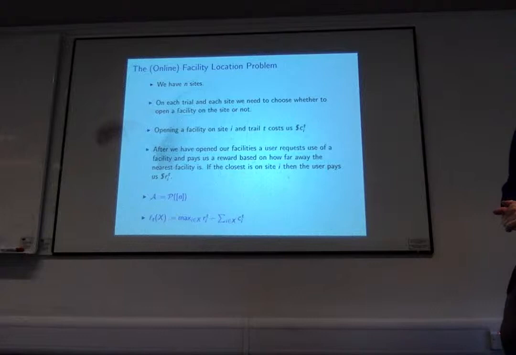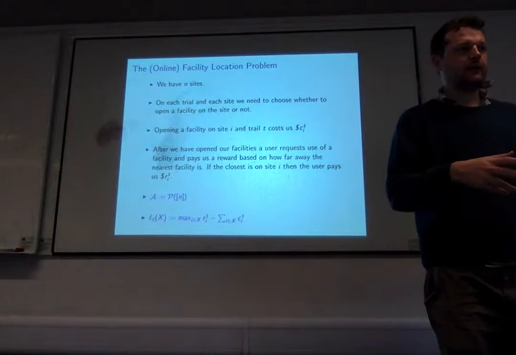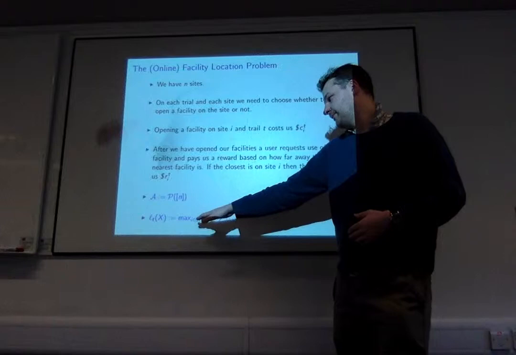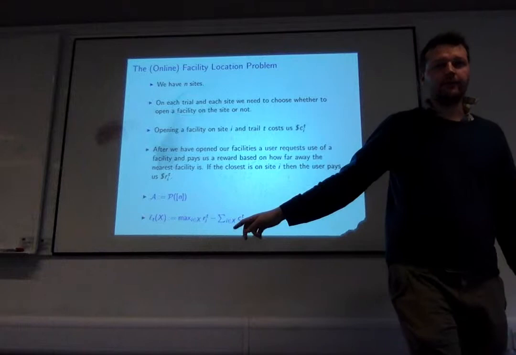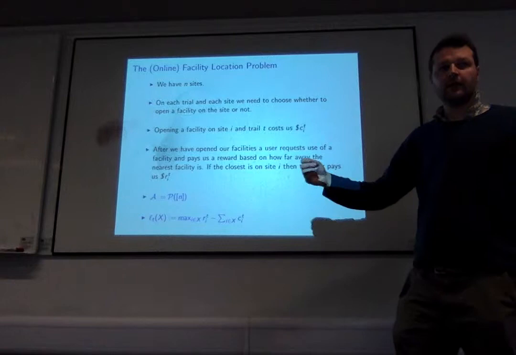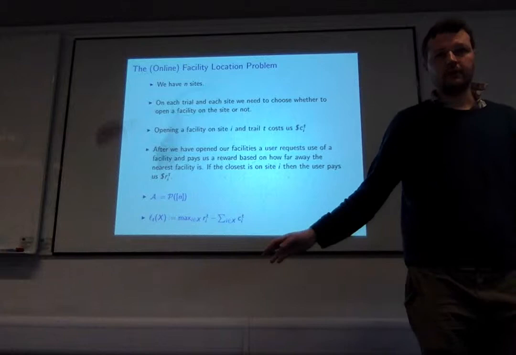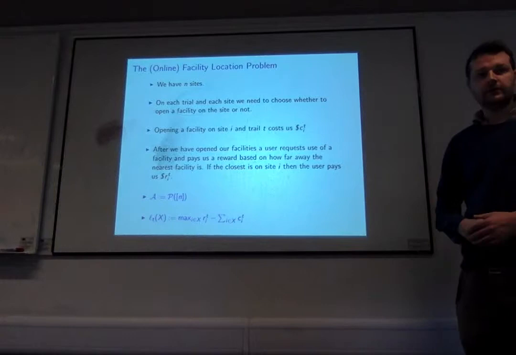And what's the profit? Recall X is the subset of sites you place a facility on. The profit is the reward you get. You're maximizing over all the sites which have a facility on them the reward given if that site was the closest to the user. This is literally how much the user gives you as a reward, and then minus the cost of opening facilities. So this is our profit function for the facility location problem.